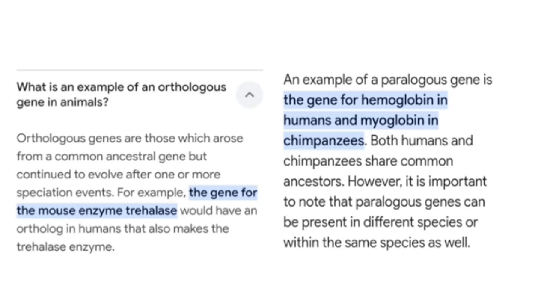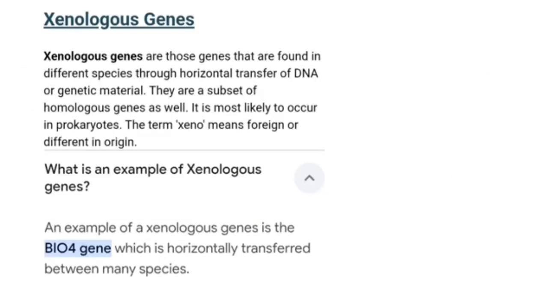Then you have an example of paralogous gene, which is the gene for hemoglobin in human and myoglobin in chimpanzee. Please take note of the example. It's very important because the question will be: explain orthologous gene, paralogous gene with specific examples. All right? So both humans and chimpanzee share a common ancestor. So that is why the genes for hemoglobin and myoglobin are paralogous genes. Okay? So that's the example.